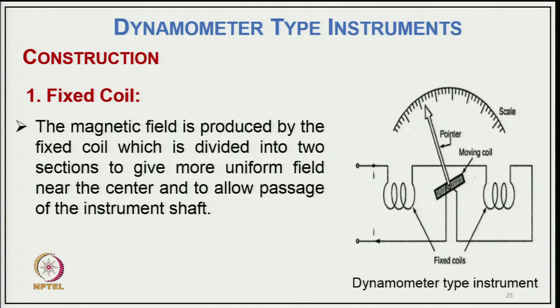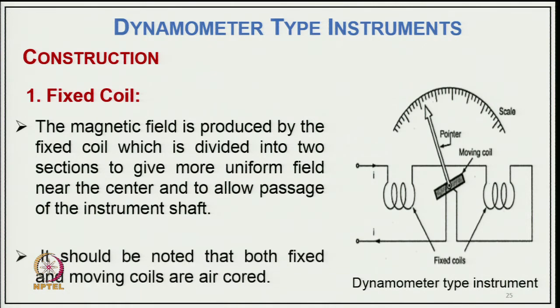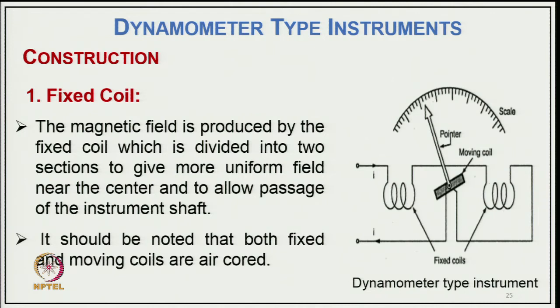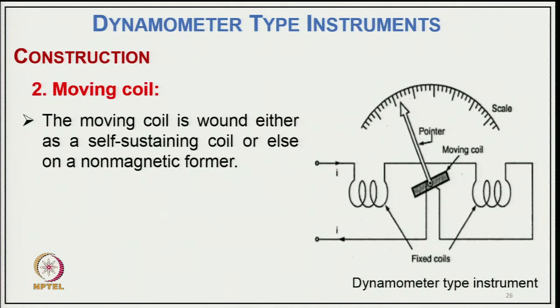Now, coming to the typical construction of a dynamometer kind of instrument. Here we have, of course, the moving coil as well as the fixed part. We have fixed coils which are divided on two sides, and then we have the moving coil in between. First is the fixed coil: the magnetic field is produced by the fixed coil, which is divided into two sections to give a more uniform field near the center and to allow the passage of the instrument shaft. It should be noted that both fixed and moving coils are air cooled.